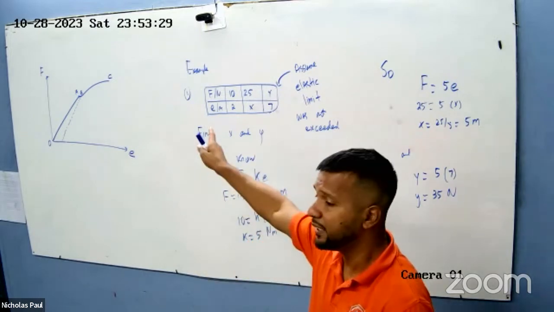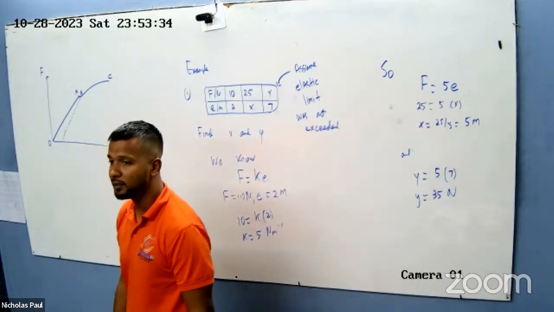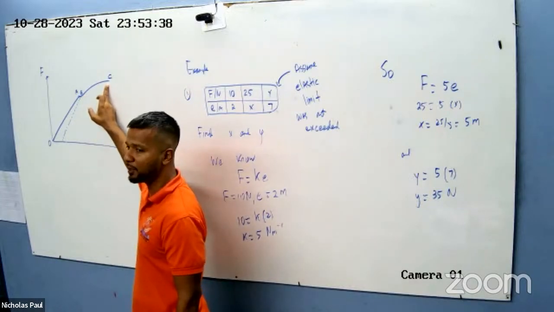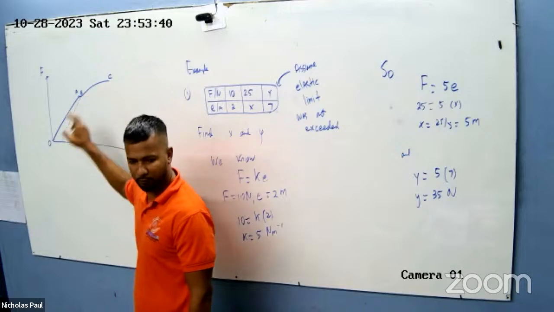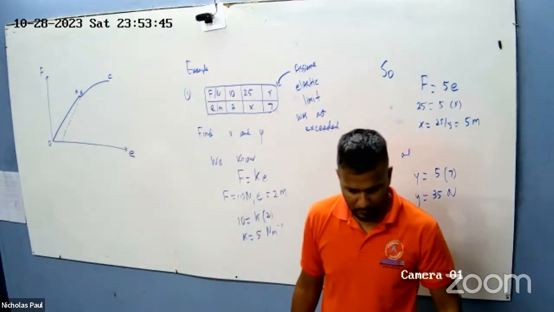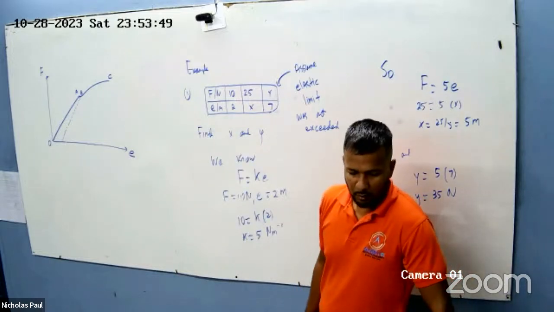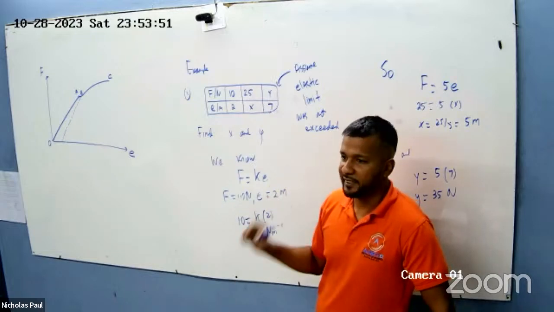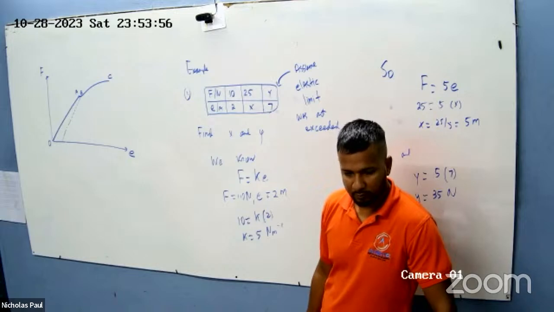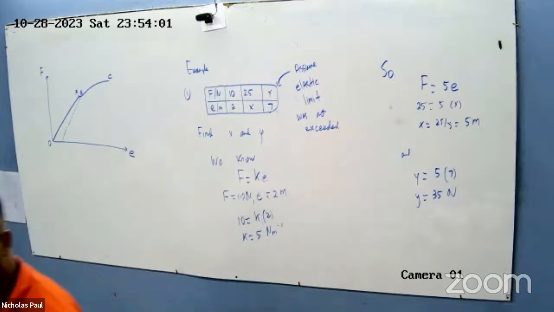B to C is where plastic deformation happens. And C is the breaking point.